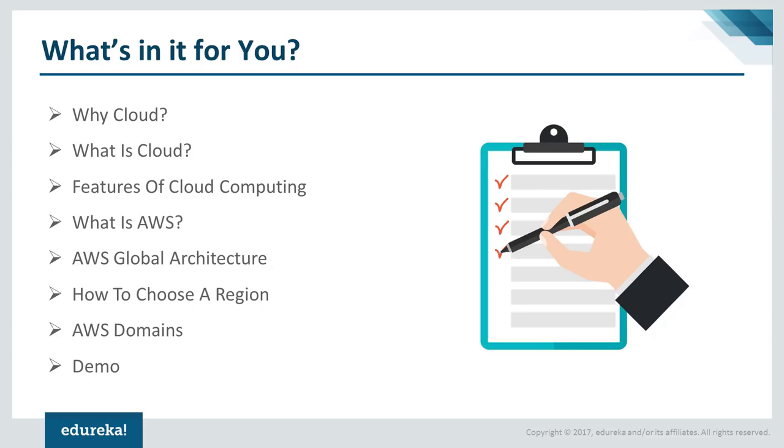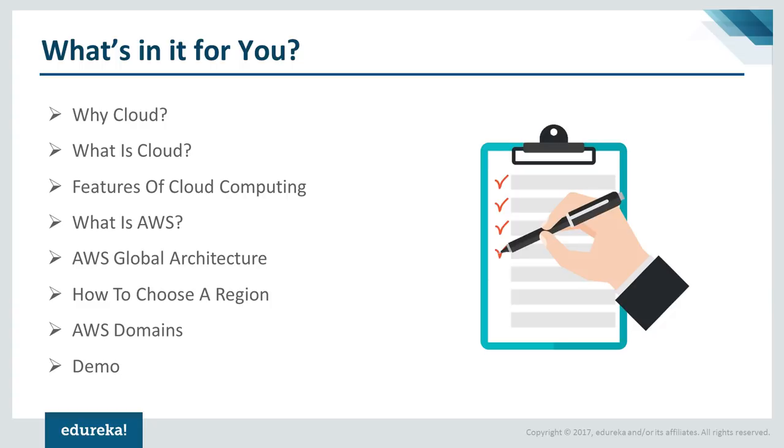Well, I would be starting things off with why cloud and what it is. I would also discuss its different features. And why are we doing this? Because AWS is a secure cloud service provider, and it is important we understand what is cloud first. Once we've understood this, then we would get into the nitty-gritties of AWS.